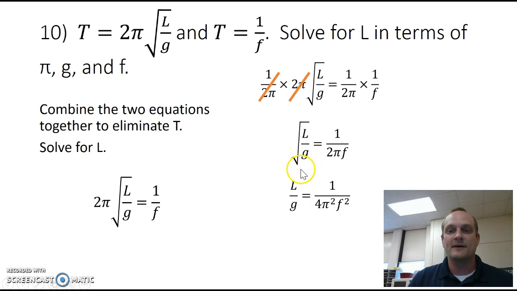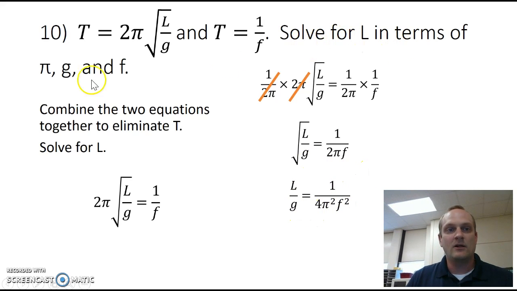Now to get rid of the square root sign, I'm going to square both sides. When I square the left, the square root sign goes away. When I square the right, again, I have to square both the top and the bottom. 1 squared on top is still just 1. 2 pi f squared is going to give me 4 pi squared f squared. 2 times 2 is 4. Pi times pi is pi squared. f times f is f squared. So it's going to give me that.